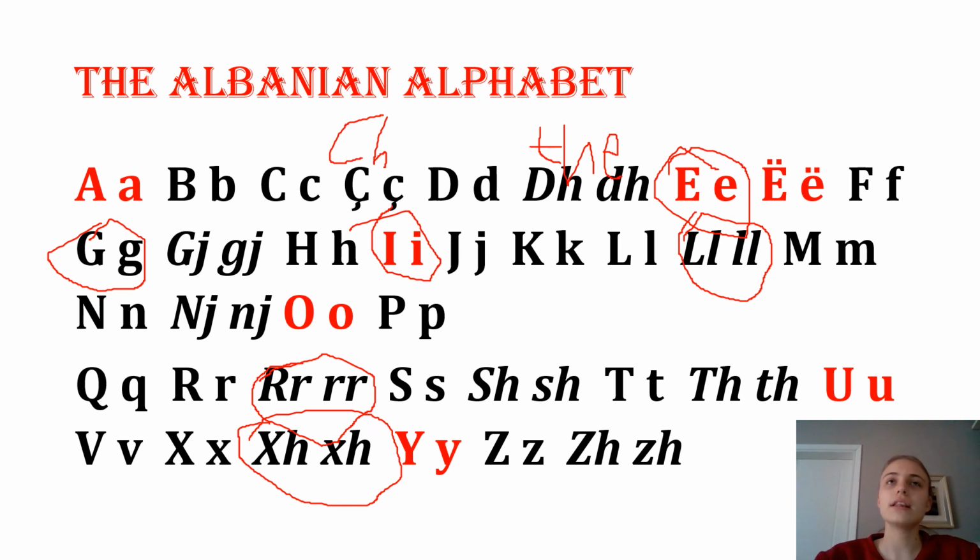Now, there's something you're not going to have to worry about in Albanian, which is very different from English and several other languages. The thing is, in Albanian, every letter is always pronounced the same. For example, here we have A. If we say A once, it's going to be A in every single word.